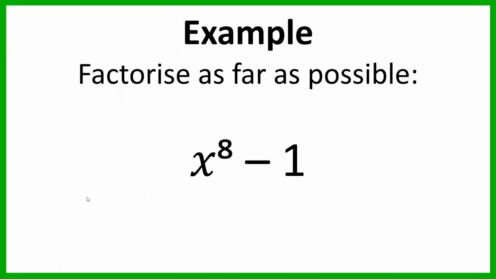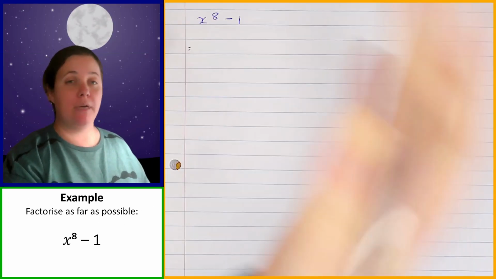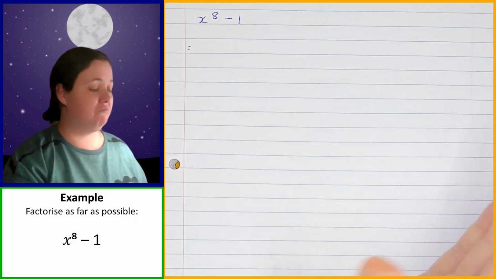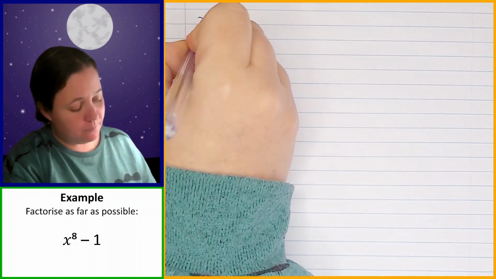In this example, we have to factorize as far as possible. I've got x to the power of 8 minus 1. Okay, so let's have a look at how we would do this question. Okay, so over here, it starts off as a normal difference of two squares question. So I have x to the power of 8 minus 1.